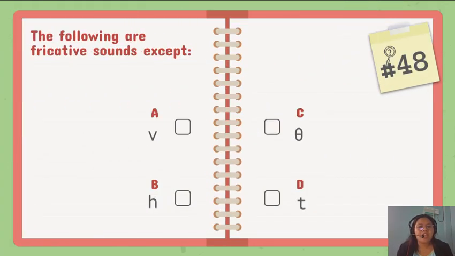The following are fricative sounds, except A, V, B, C, D, T. The correct answer is D. T. It is an affricative sound.